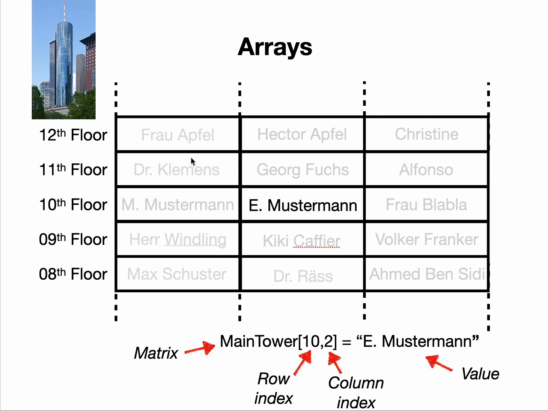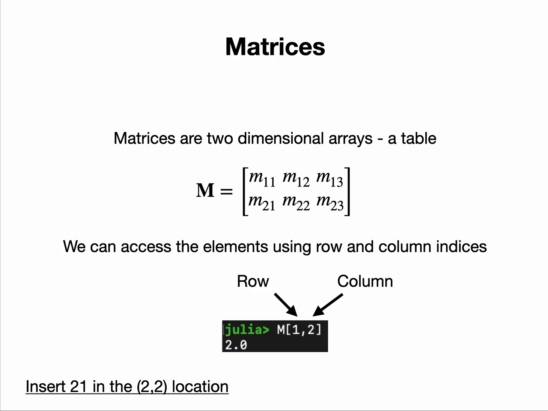So our 2D array is now a matrix. Mine Tower of floor 10, office 2 will be Erika Mustermann. That's where we find her. So this is the row index and this is the column index. That's how a matrix will look. It's basically a table with elements inside.